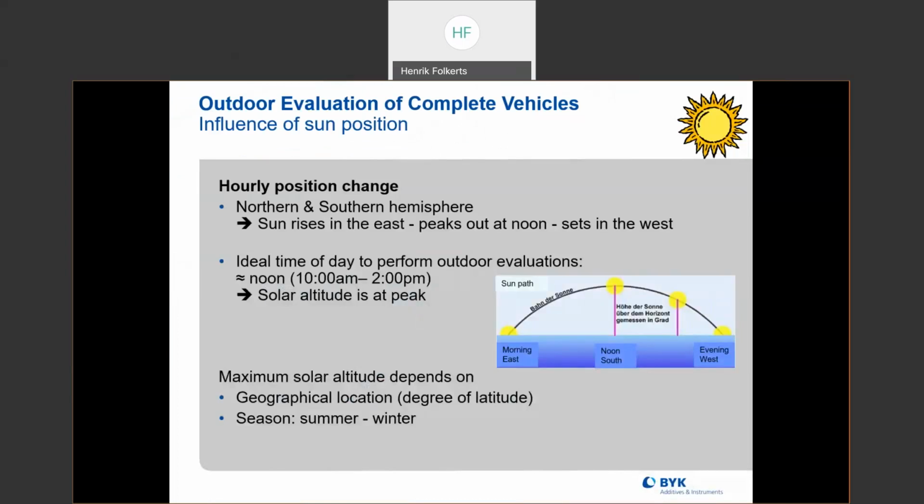Okay, so how does this outdoor evaluation of a complete vehicle affect us? Well, there are different hemispheres, so we could be in the north or the south. Different times of the year, like we always say, do color harmony from 10 a.m. till 2 p.m. This is technically the solar peak, but then we have to think about things like where we are in the world and what time of year it is.